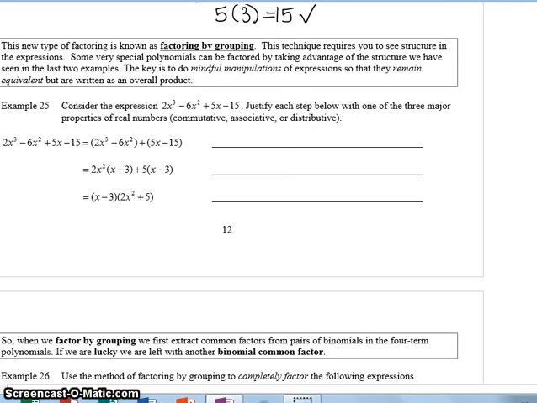All right, this new type of factoring is known as factoring by grouping. This technique requires you to see structure in the expressions. Some very special polynomials can be formed by taking advantage of the structure we have seen in the last two examples. The key is to do mindful manipulations of expressions so that they remain equivalent but are written as an overall product. Example 25. Consider the expression, you can read that, justify each step below, using commutative, associative, or distributive.